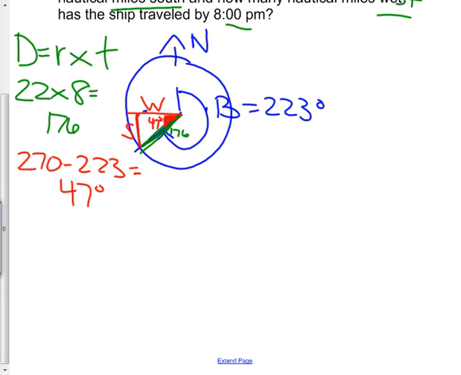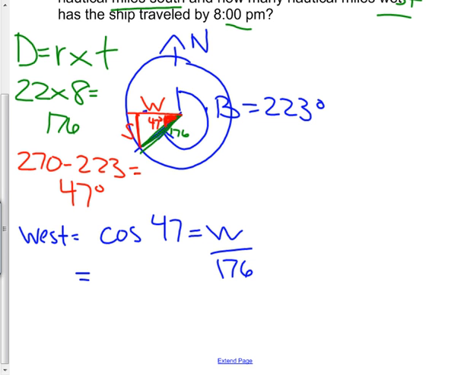So let's first do west. So we can say that west would be equal to, so this is our angle and we have this side. What trig function should we use to find west? Yep, so we can say cosine of 47 is equal to W over 176. And what does that come out to equal? 120. So 120 nautical miles. So they went 120 nautical miles west.